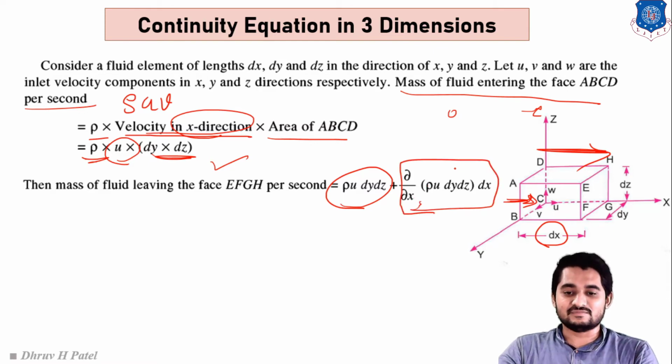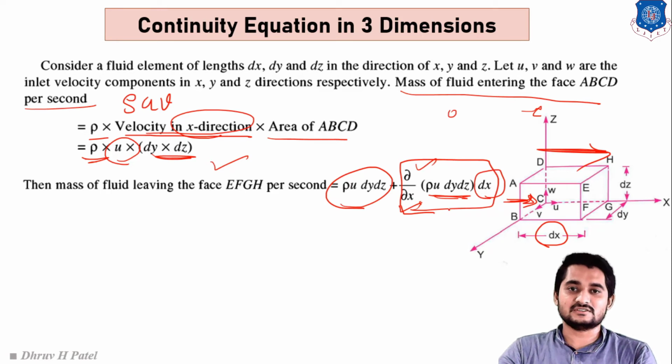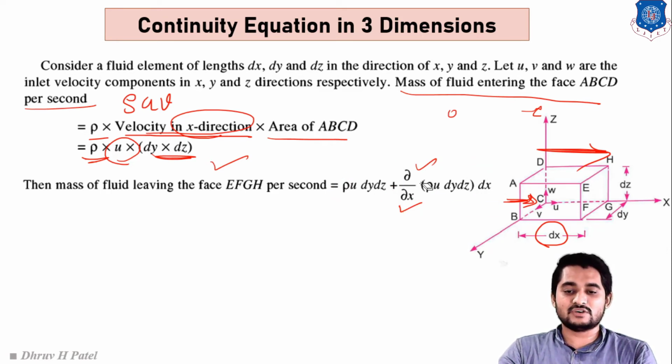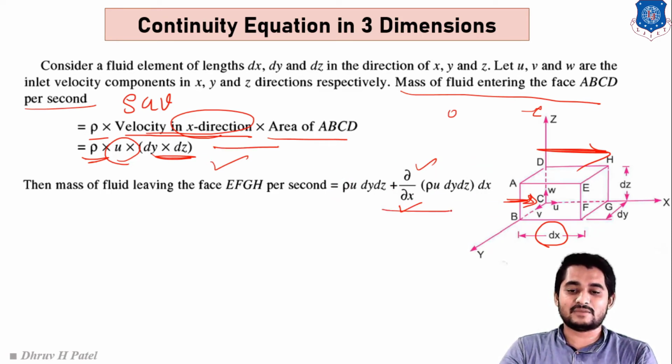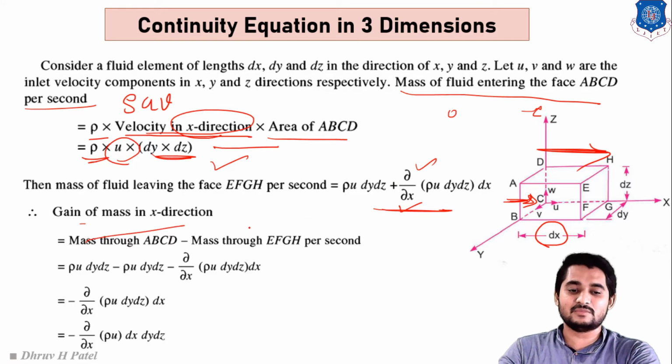What do you mean by gain? That means del by del x, the partial differentiation of the original mass, into dx. Clear students? So here we have two data, that is mass entering and mass leaving. So what is the net gain of mass in x direction? The gain of mass in x direction will be mass entering from the ABCD minus mass leaving from the EFGH. So here in this direction mass input, and here in this direction mass output. So we have to subtract mass output from the mass input.